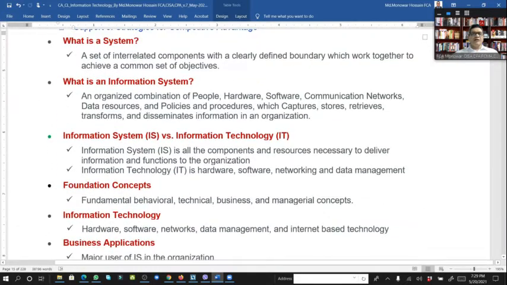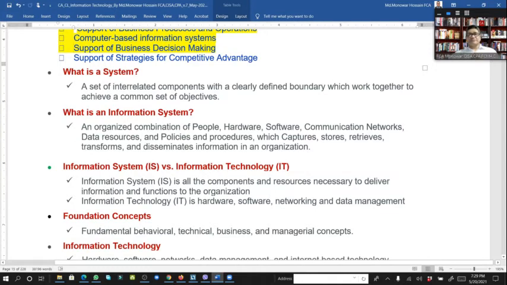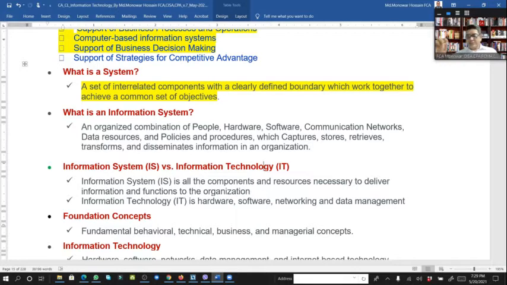So if there is a question, what is a system? The answer would be: a set of integrated components with a clearly defined boundary which work together to achieve a common set of objectives. That means the objective should be based on the organization's mission and vision. A set of interrelated components with a clearly defined boundary, that means what it has to do and what it may do, which work together to achieve a common set of objectives, is called a system.